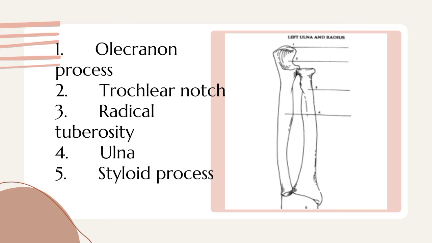Then number four is the ulna. The ulna is the bone on the little finger side of the human forearm. The main function of the ulna, along with the radius, is to assist with rotation. Number five is the styloid process. The styloid process is a slender projection of bone, such as that from the lower surface of the temporal bone of the skull or those at the lower end of the ulna and radius.